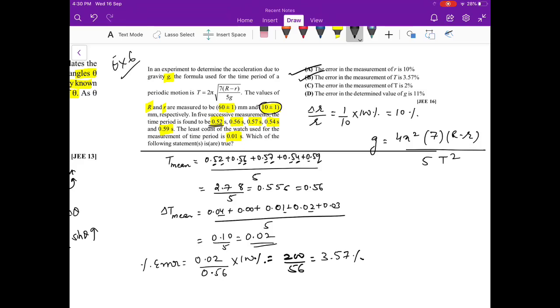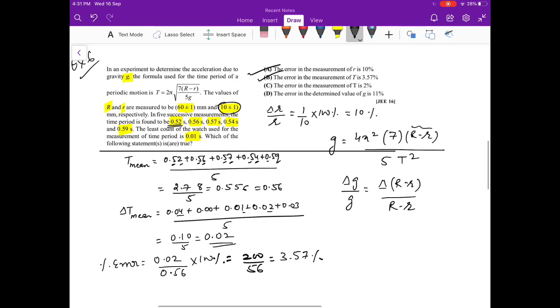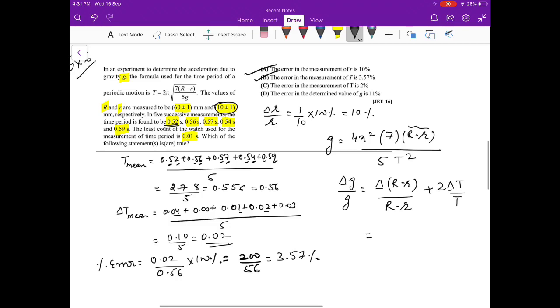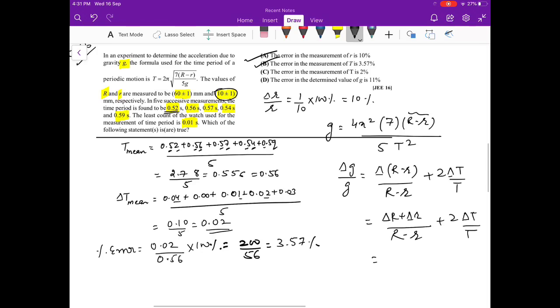So all things are constant, so what we can directly make out, delta g by g would be error in R minus r upon R minus r, take it as a single term, and it would be twice of delta t by t. So the absolute error in R minus r would be delta R plus delta r, divided by the R minus r term, plus 2 delta t by t. So delta R plus delta r, 1 plus 1, that would be 2 mm, and R minus r is 60 minus 10, that is 50 mm, and 2 delta t by t, let's do it in percentage only, and I have this percent, 3.57%.